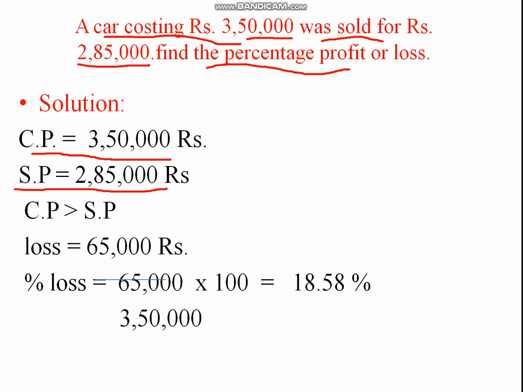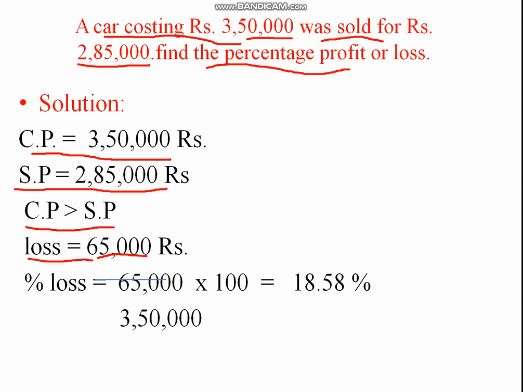So observe that here cost price is greater than selling price. And we know when cost price is greater than selling price, then we get a loss in the transaction. So how much will the actual loss be? Actual loss is equal to CP minus SP, that is 3,50,000 minus 2,85,000. So we get a loss here of 65,000 rupees.